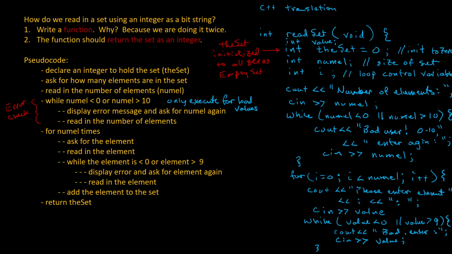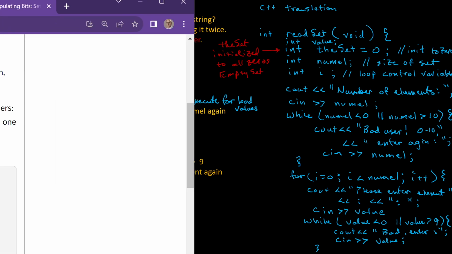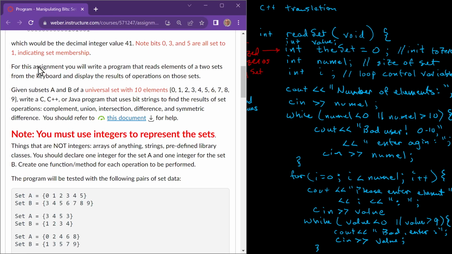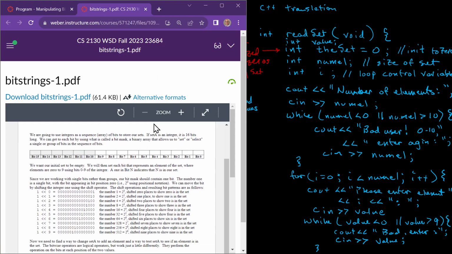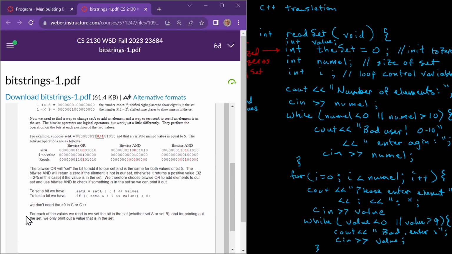Okay. If we go to the link inside the programming assignment. So here's our programming assignment. Sorry, it's going to look weird for a second. Link inside our programming assignment. Go to this document, and come down here. To set a bit, we have set A is equal to set A bitwise OR with 1 shifted by value. Look like a good way to do it?